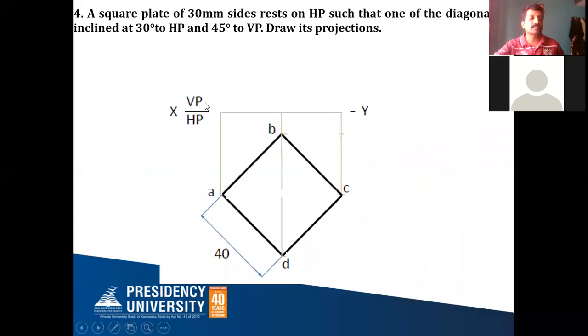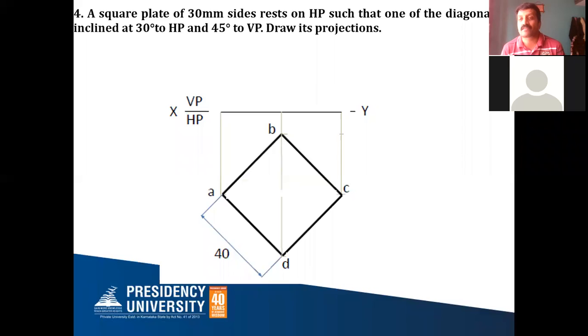So this is a corner condition example. What exactly is given in the question? A square plate of 30 millimeter sides rests on HP such that one of the diagonals is inclined at 30 degree to HP and 45 degree to VP. Draw its projection.